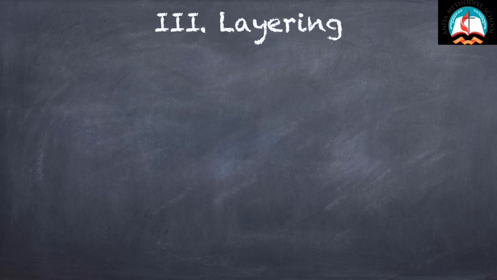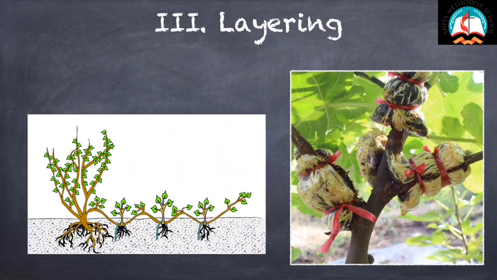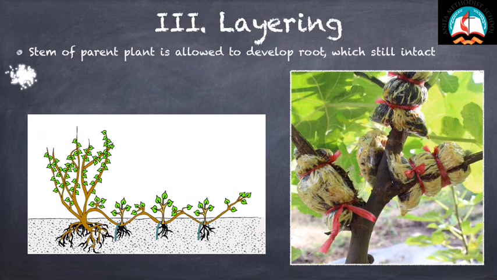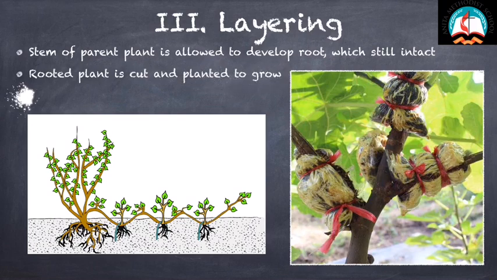Let's learn the third type of conventional method called layering. In layering, the stem of the parent plant is allowed to develop roots while still intact. Rooted plants are cut and planted to grow into new plants. Example, jasminum. There are two types of layering. They are mound layering and air layering. Let us look at the mound layering.